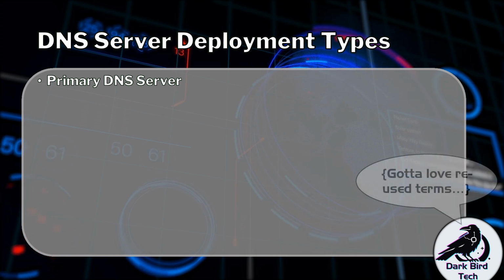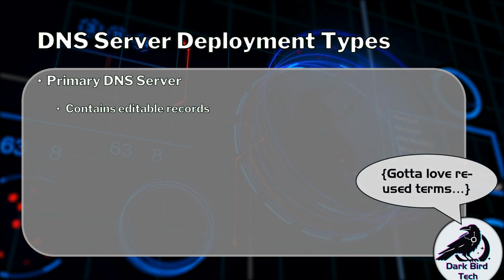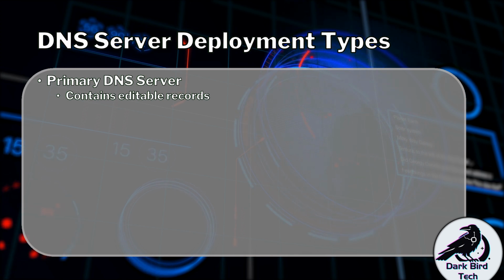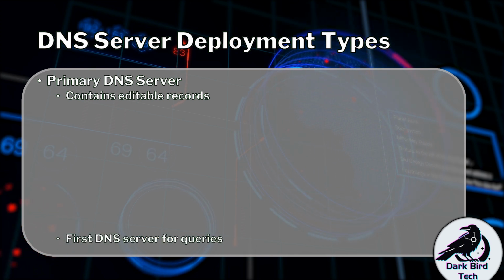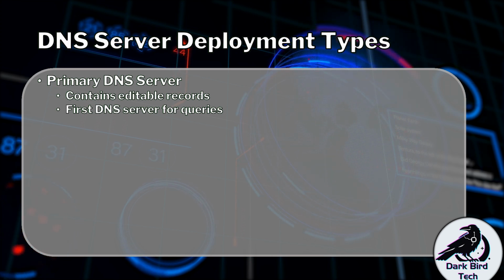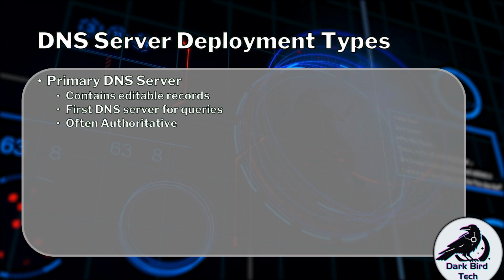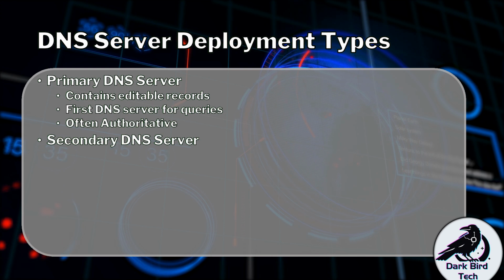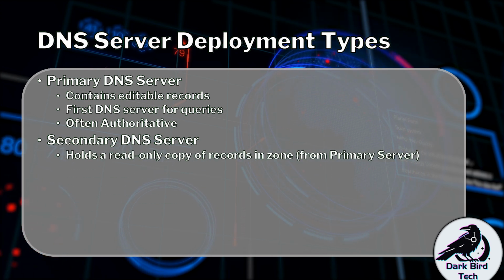This is more a case of how the server is deployed. My primary or main DNS server is going to contain editable records that are in a read-write state, and would probably include the start of authority and name service records. And usually it is the first DNS server for queries to go to. And it is usually the authoritative DNS server for that domain, especially if it's going to have the SOA and NS records.